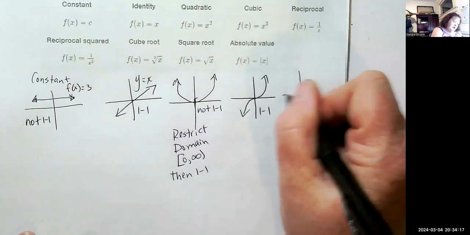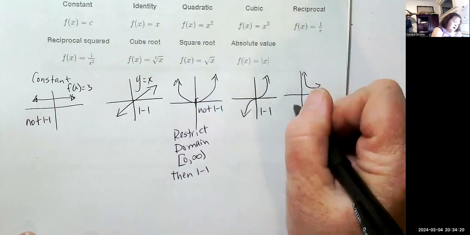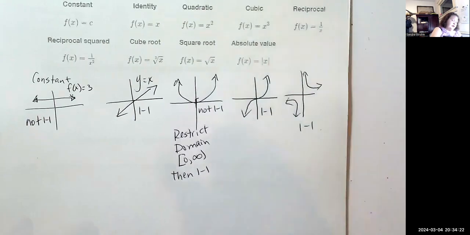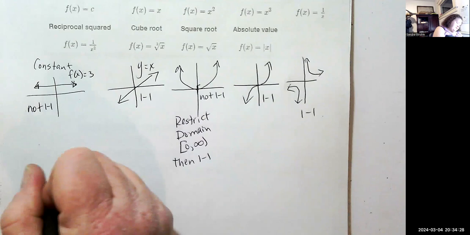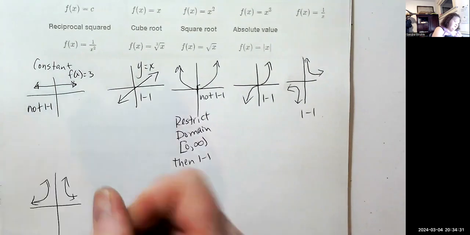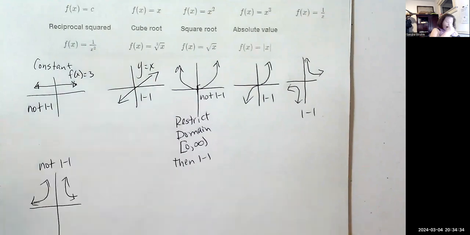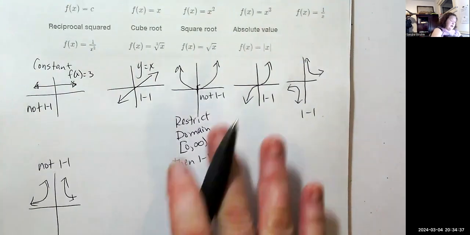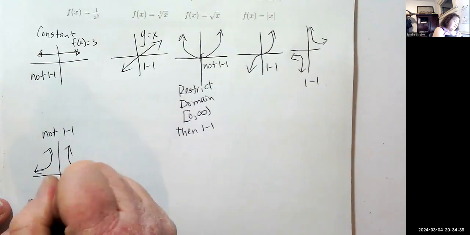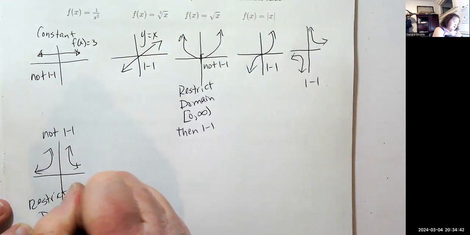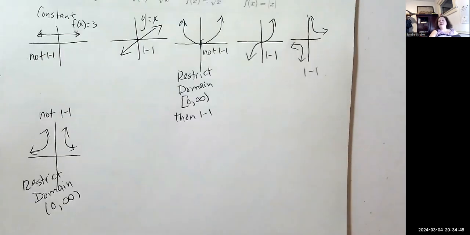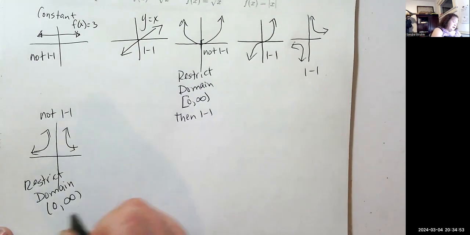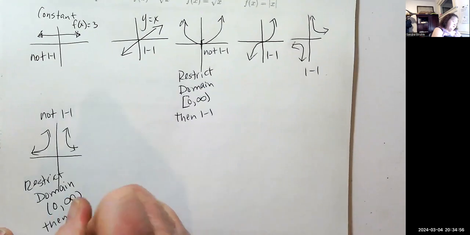Reciprocal is also one-to-one, so we don't need to restrict. Reciprocal squared is this guy. It is not one-to-one, and we can do the same thing and restrict the domain to only be 0 to infinity. I'm not putting 0 in brackets because it never touches 0. So if you restrict the domain to 0 to infinity, then it's one-to-one.